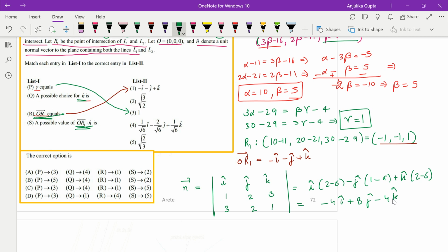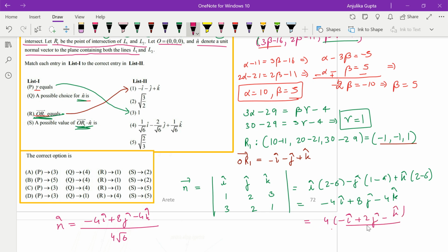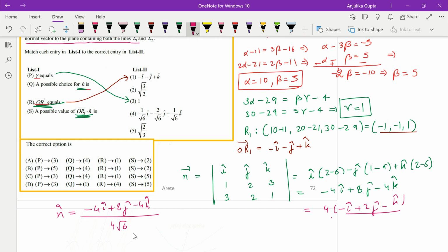Okay, so this is the vector n, but what is n hat? n hat is the unit normal vector. So I just divide by its magnitude, right? So minus 4i plus 8j and minus 4k, I divide by the magnitude, which will be 4 root 6, because you can always take that 4 common. You have 2j and then minus k. So this is 4, and here the magnitude is root 6. So 4 root 6, if I divide, I'm done.